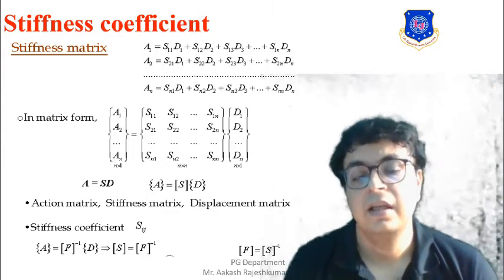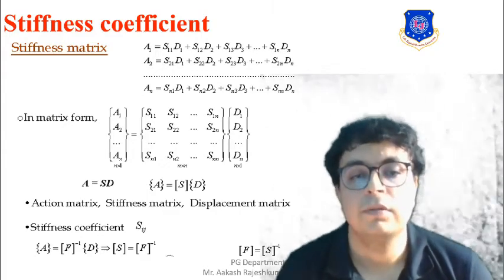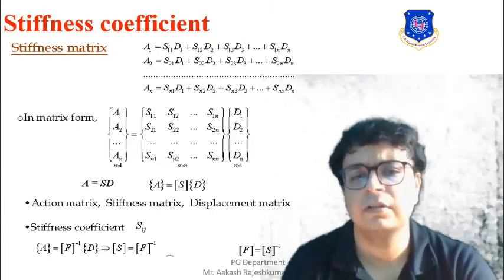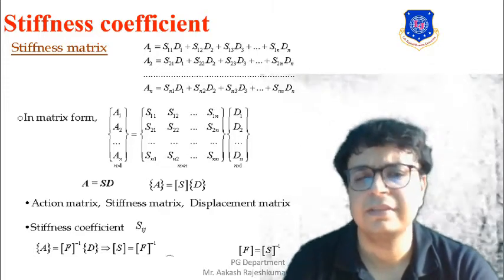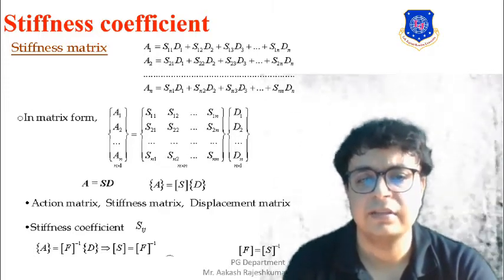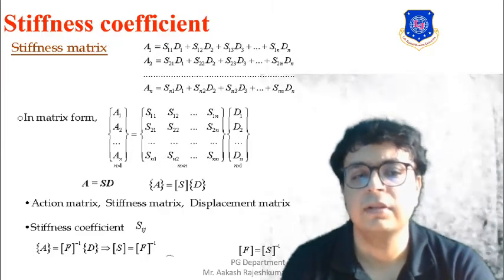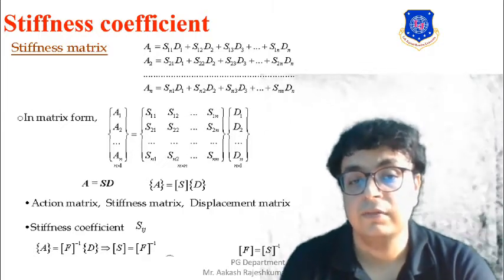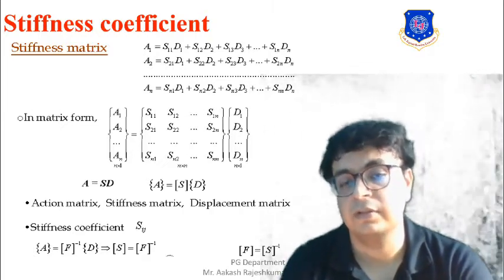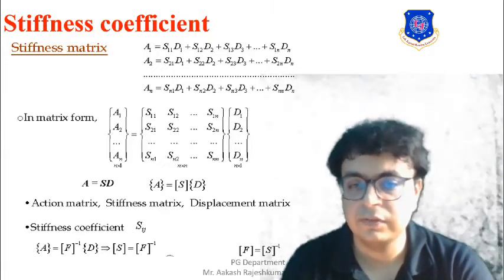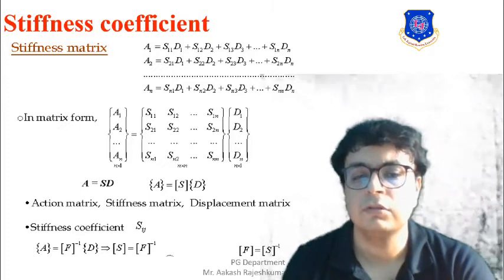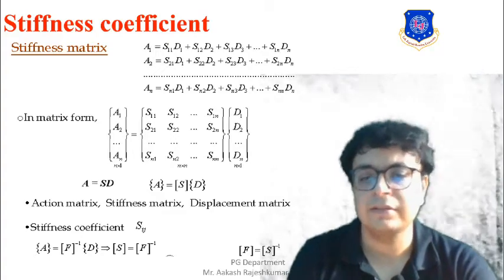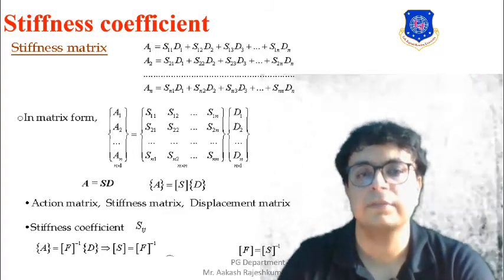This is a generalized formulation of the displacement method, where we can find the action or the stiffness or the displacement, whichever is required. A will be the action, S is the stiffness matrix, and D is the displacement. So yes, if you want to find the flexibility, then we can find it from the stiffness, because the stiffness and flexibility are just an inverse of each other. If we want to find the stiffness, then we have to invert the flexibility, and if we want to find the flexibility, then we have to invert the stiffness.